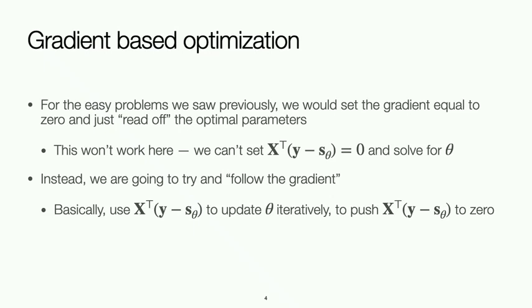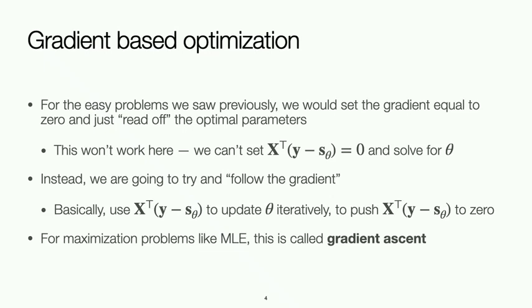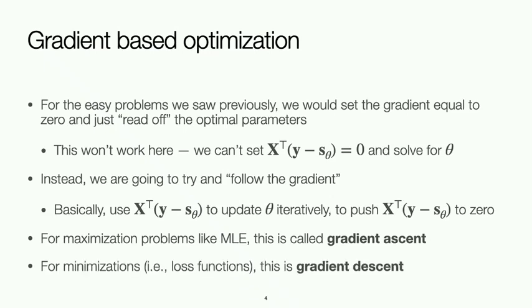If I do this for maximization problems, like MLE, then we call this gradient ascent, because we're moving upwards in order to find a maximum. But for the most part in machine learning, when we're minimizing something like a loss function, this is gradient descent, where I'm moving downwards to find a minimum. These two things are essentially equal, except for a negative sign. Maximum likelihood estimation is the same thing as minimizing the negative log likelihood. It's just what sign you choose to use. But gradient descent is usually how we think about problems in machine learning.